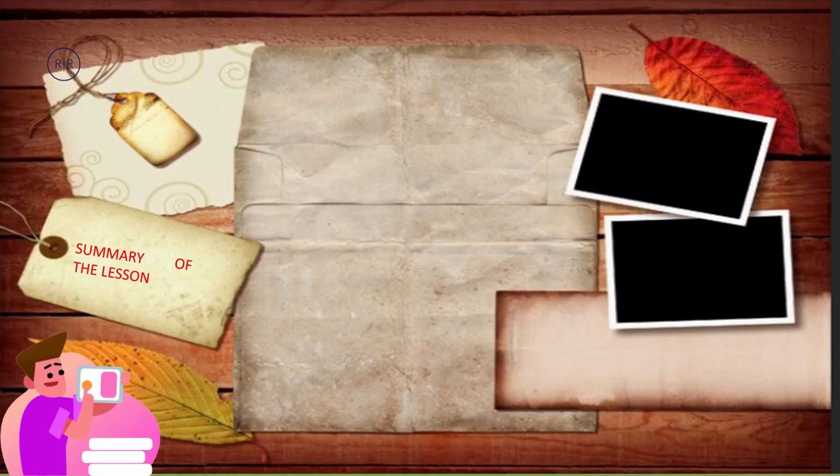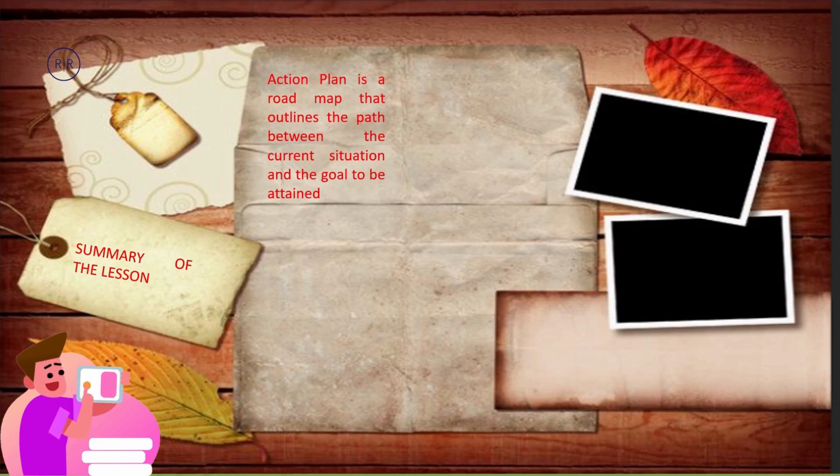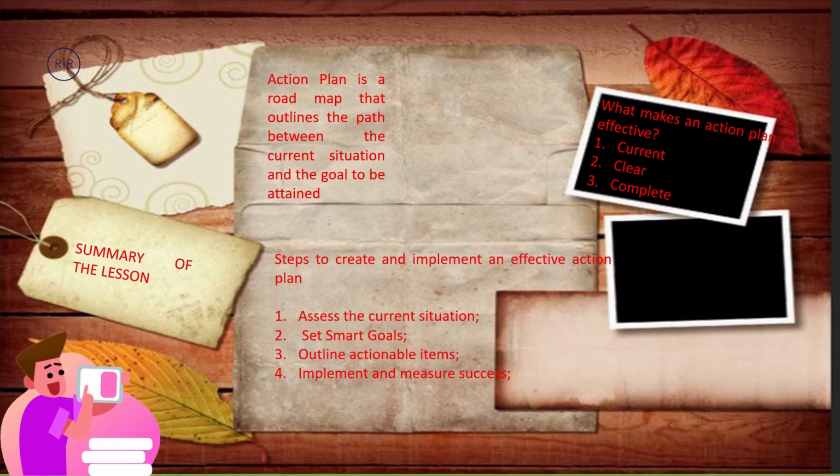For the summary of the lesson, we have: an action plan is a roadmap that outlines the path between the current situation and the goal to be attained. What makes an action plan effective? It should be current, clear, and complete. The steps to create and implement an action plan are: assess the current situation, set SMART goals, outline actionable items, and implement and measure success. And the parts of an action plan are objective, tasks, success criteria, time frame, and resources.